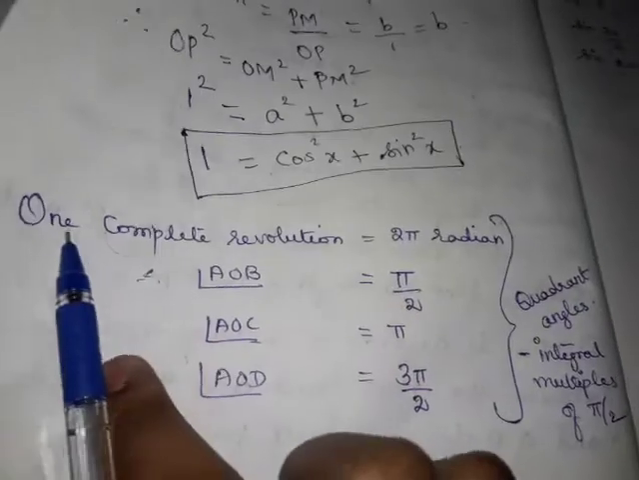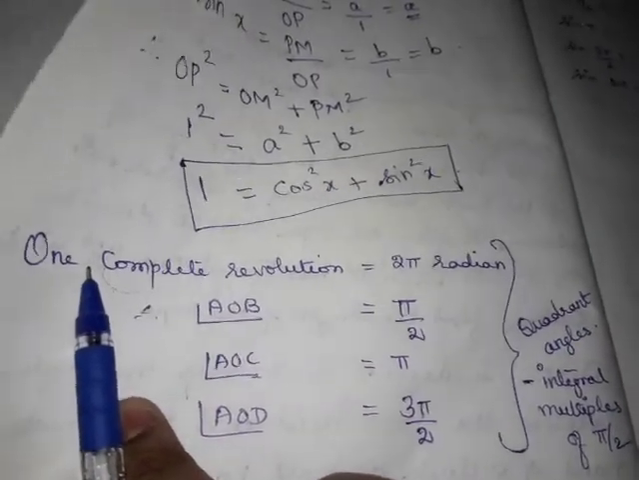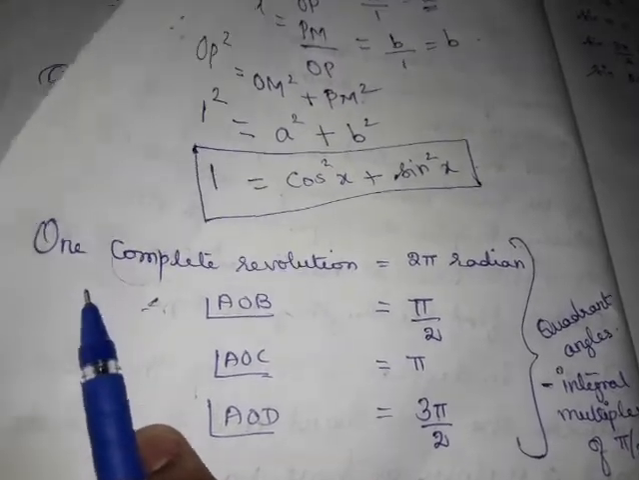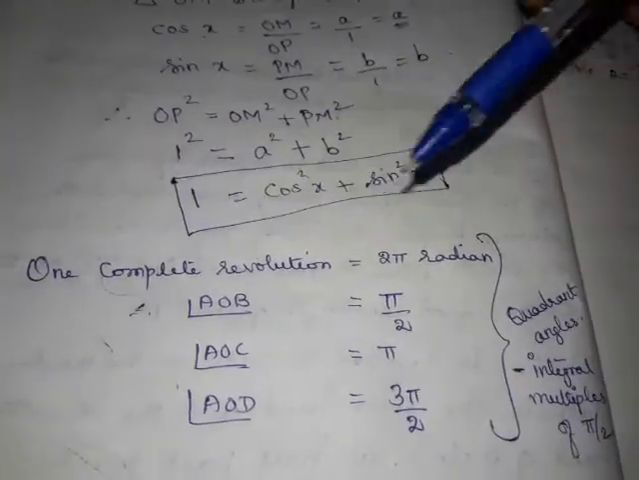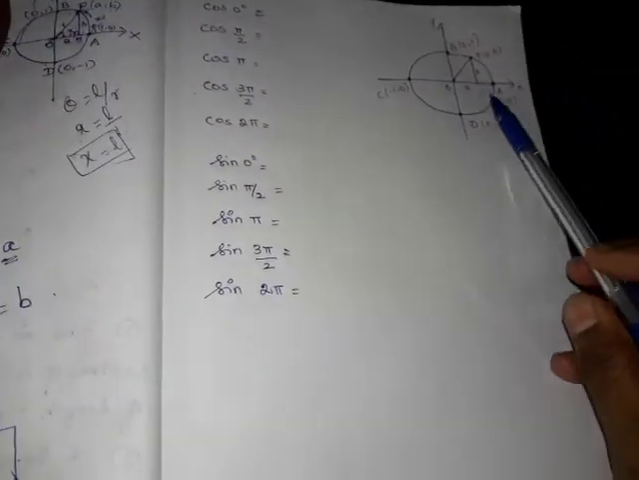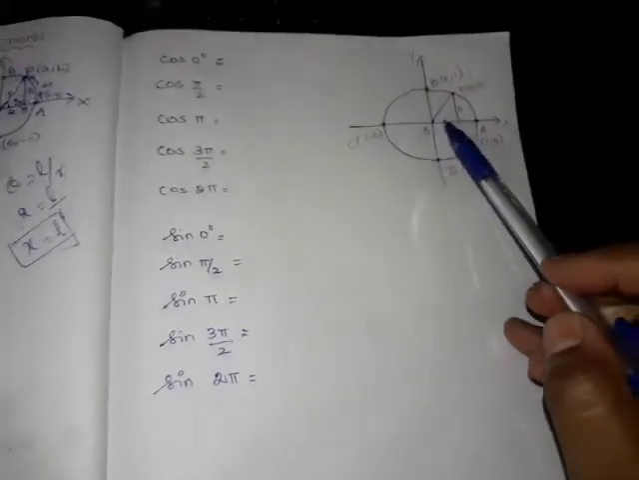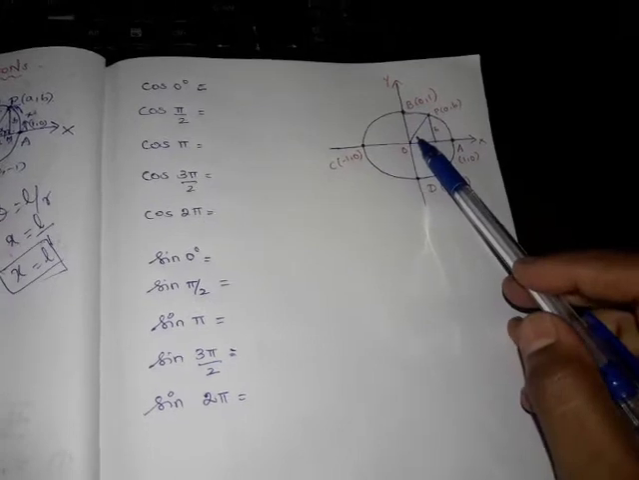Now if you see, one complete revolution is how much radian? 2 pi radian. We already know, right, one complete revolution is 2 pi radian. So what will be the angle of AOB now? Where is AOB? See here, AOB, this complete revolution is 2 pi, therefore AOB is pi by 2.